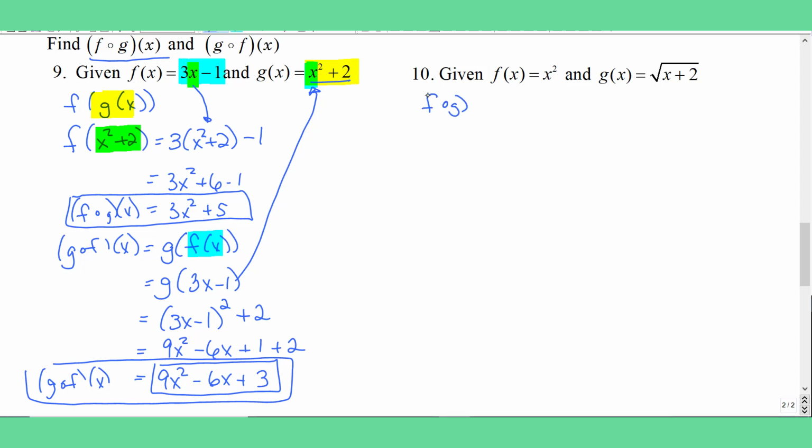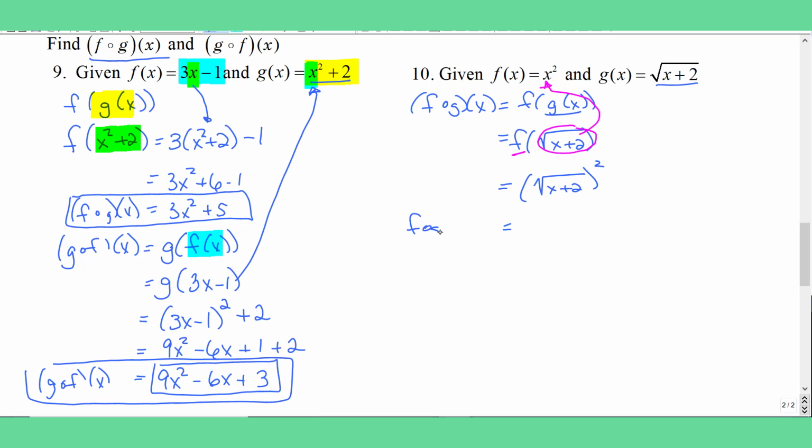Okay, so let's do this one. f of g of x. So replace g of x with its expression, which is the square root of x plus 2. Then take this into the f function and replace x. So we have the square root of x plus 2, squared. Well, isn't that nice? So f of g of x equals just x plus 2.